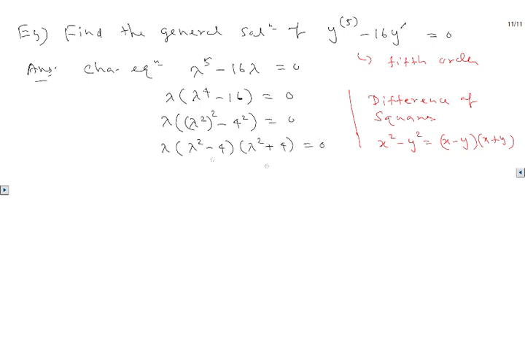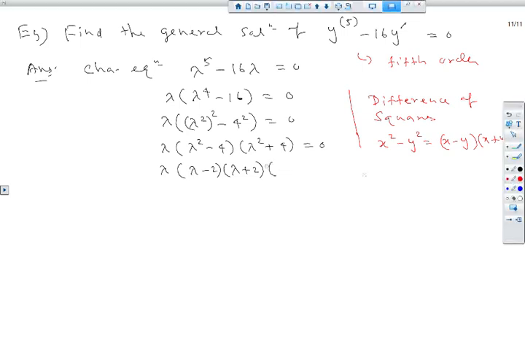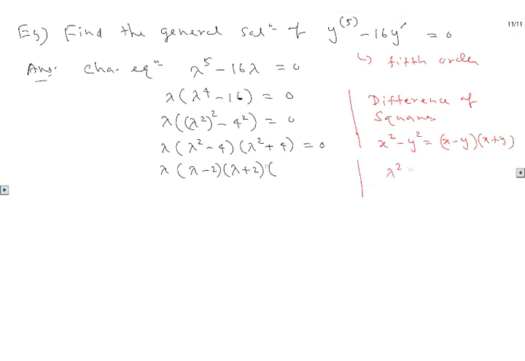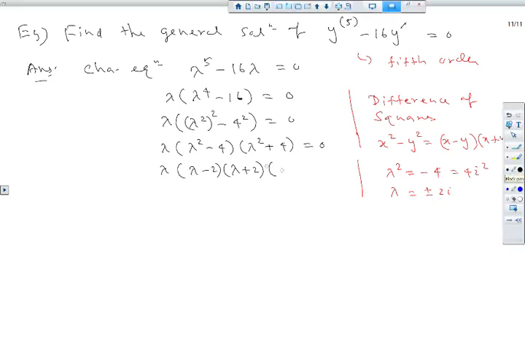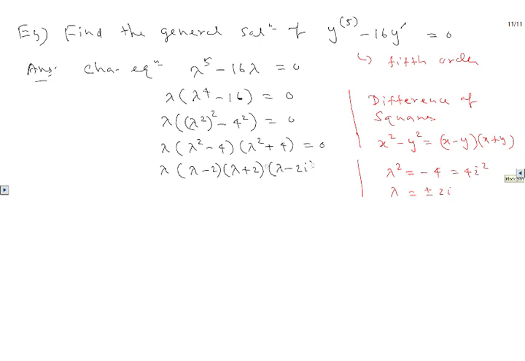Very interesting. Now you can find the factors of this one again. So this one you can write as lambda minus 2 times lambda plus 2. How about the next one? The next one is the complex numbers. You know that. So let's write the work here. You can write this one as lambda squared minus 4 equals 4i squared. So lambda is going to be plus or minus 2i. So that's exactly what we have now. That means this can be lambda minus 2i times lambda plus 2i equals 0. So that's what you get.